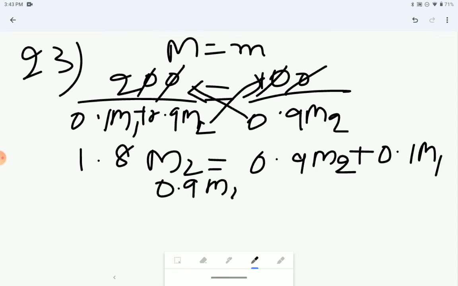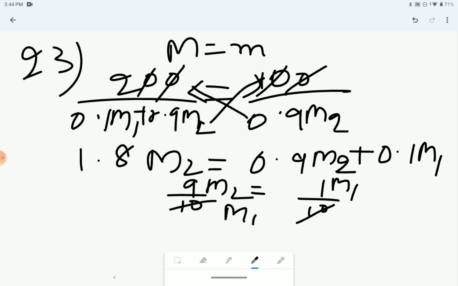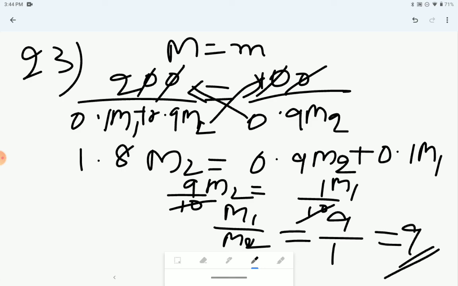So 0.9 m2 is equal to 0.1 m1. We can write this as 9 by 10 and this as 1 by 10, then cancel. We are asked to find the ratio of m1 by m2, that is the molecular weight of solute to the molecular weight of solvent, which comes out to be 9 by 1, which is 9. So this is our perfect answer.